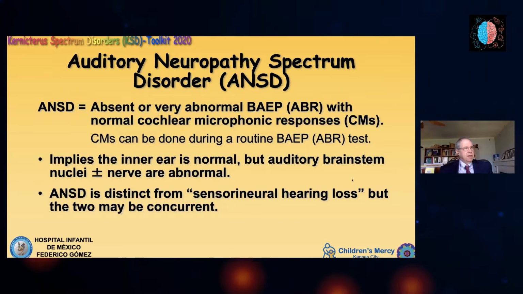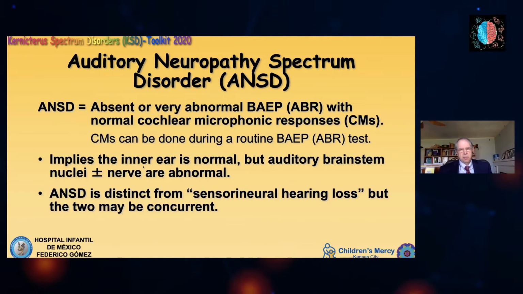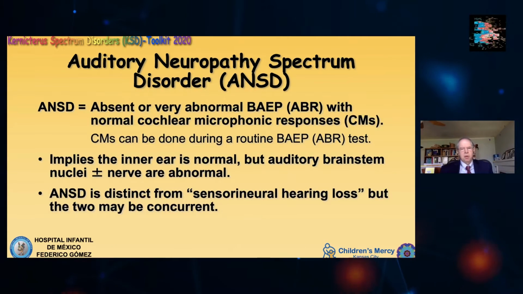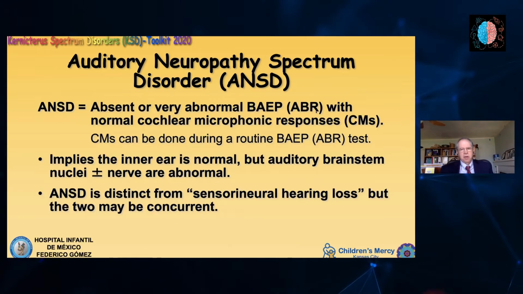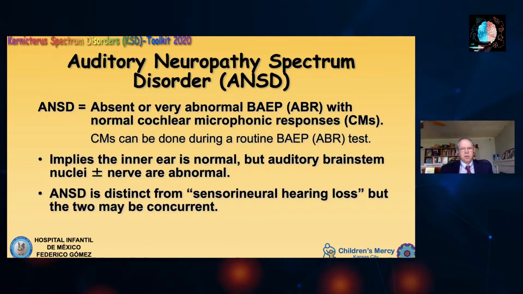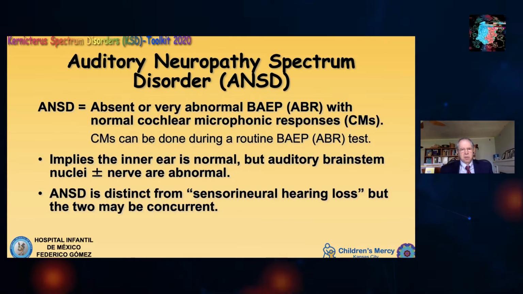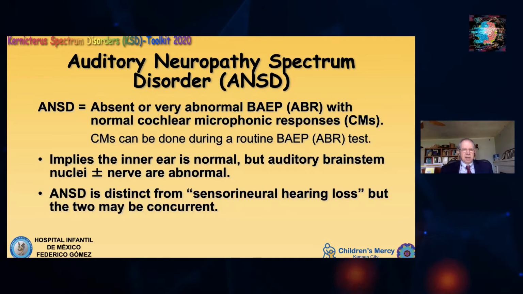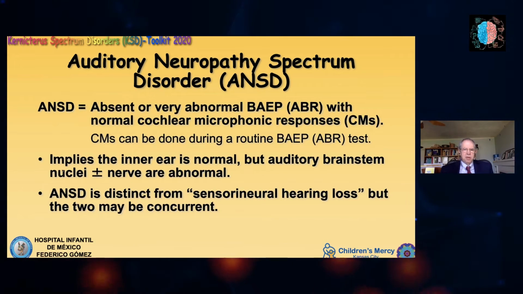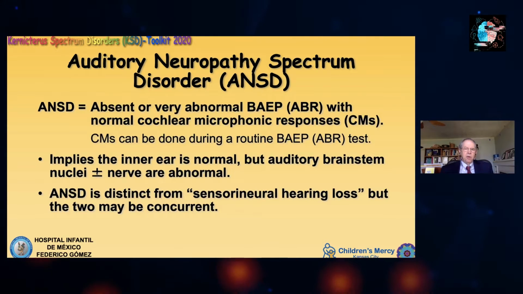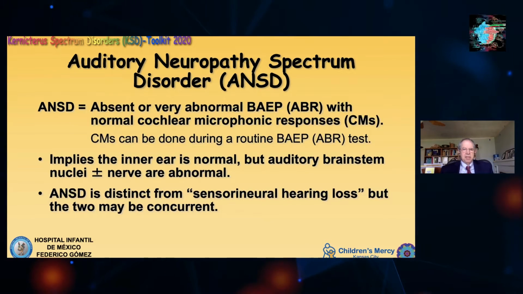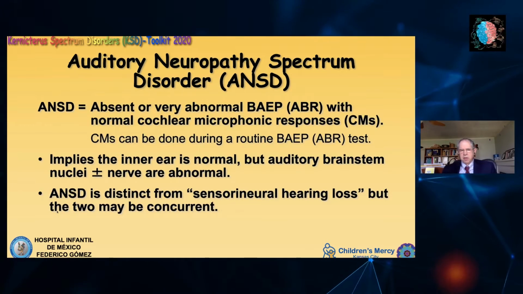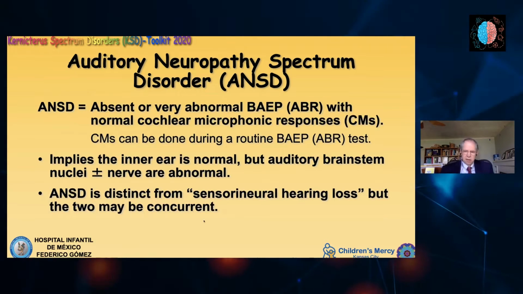A characteristic feature of hyperbilirubinemia-induced brain damage is auditory neuropathy spectrum disorder, which is absent or very abnormal BAEPs, also called ABRs, auditory brainstem responses, with normal cochlear microphonic responses, which can be easily done during a routine BAEP test. And this implies the inner ear is normal, but the auditory brainstem nuclei and/or the nerve are abnormal. It's distinct from sensory hearing loss, but with damage from bilirubin neurotoxicity, the two may be concurrent.